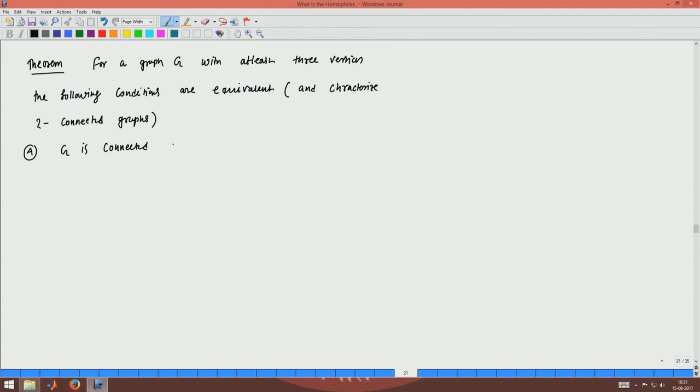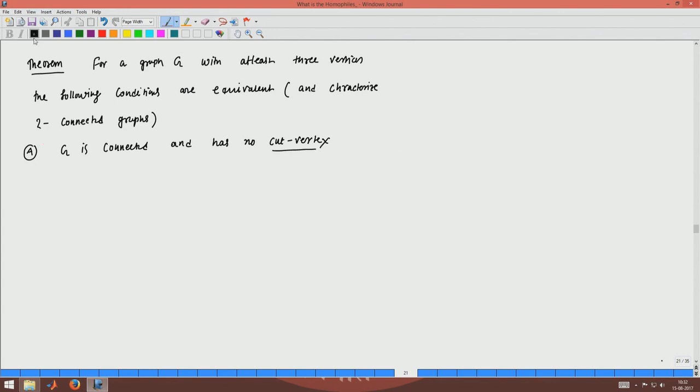connected and has no cut vertex. Okay. So, what is a cut vertex? A cut vertex is a vertex whose removal disconnects the graph. For example, if I consider this graph, then you can see that this is a cut vertex. This is a cut vertex because if you remove this vertex from the graph, then the graph becomes disconnected. So, this vertex is a cut vertex.